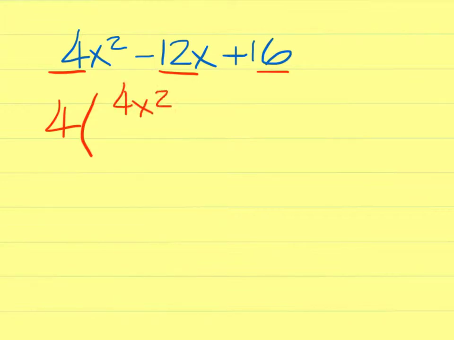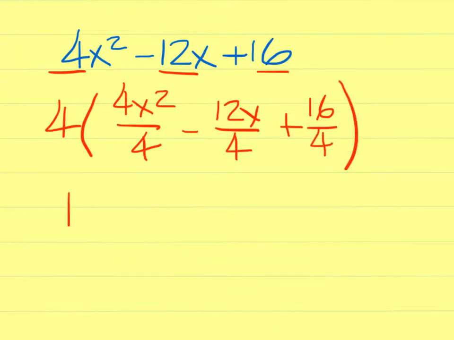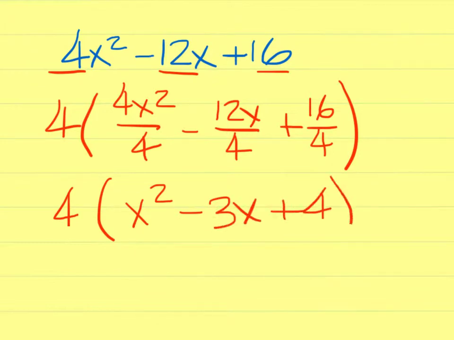4x squared divided by 4, and then minus 12x divided by 4, and plus 16 divided by 4. So you would end up with x squared minus 3x plus 4. You can't take something out as a factor if it's not able to come out of all three of them. We only have an x term in 2 items out of 3. So in this case, we only had to take out a 4.